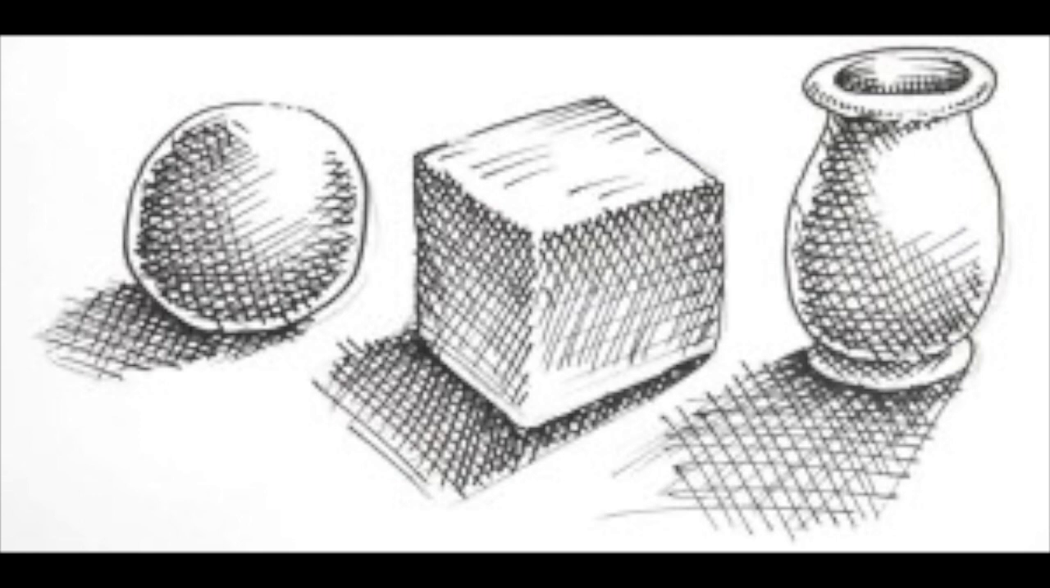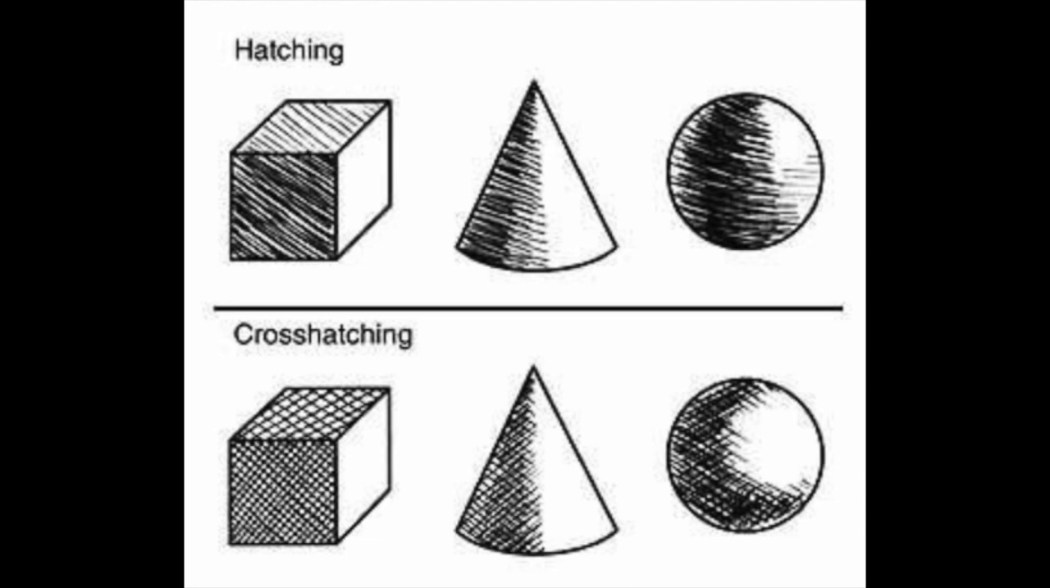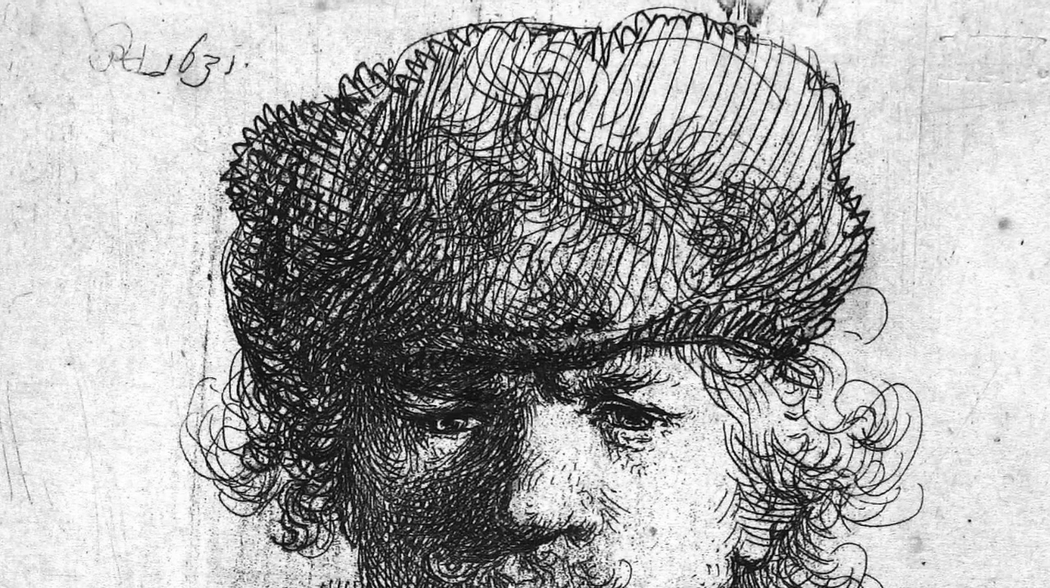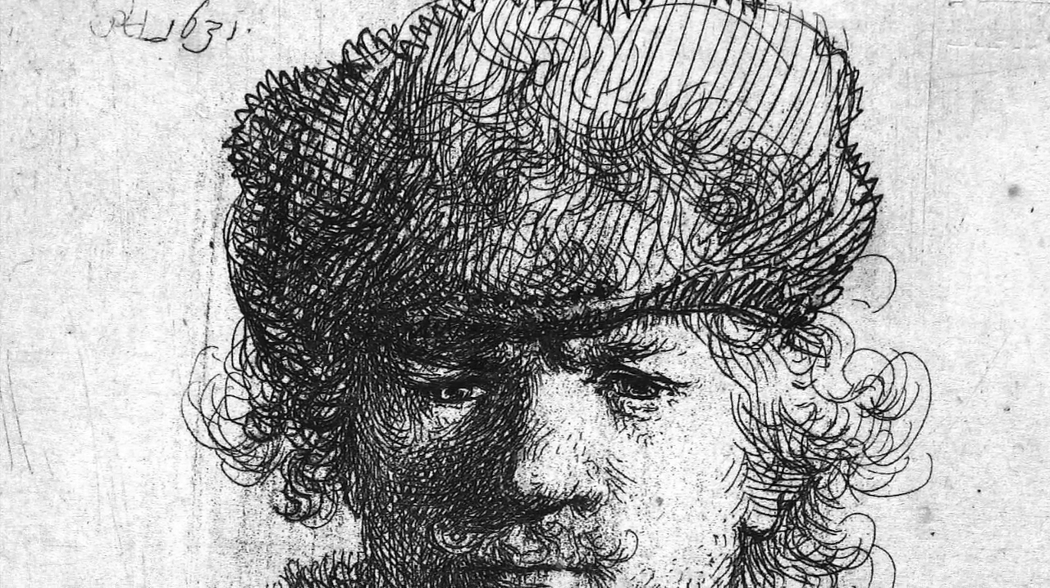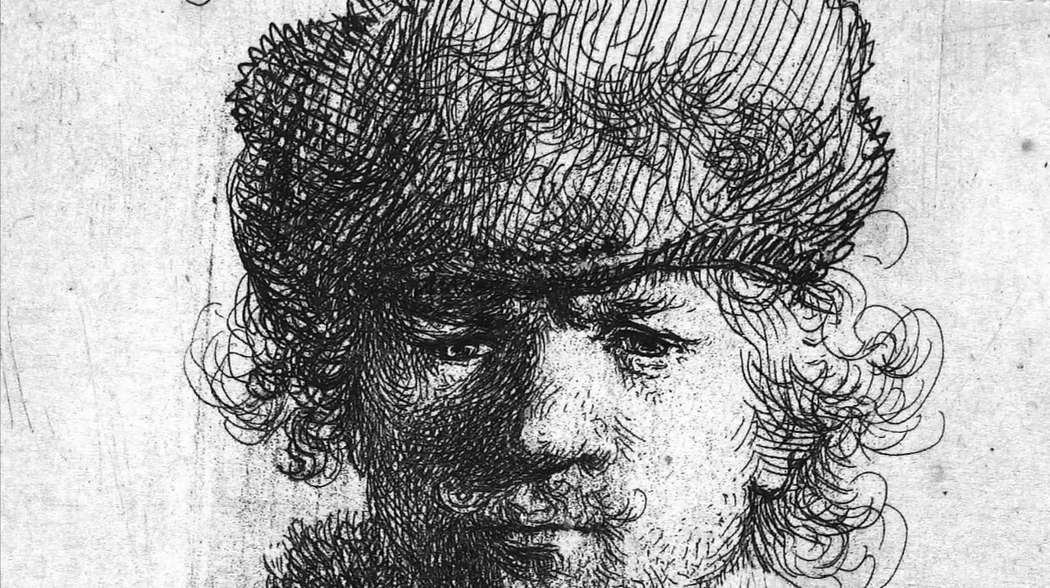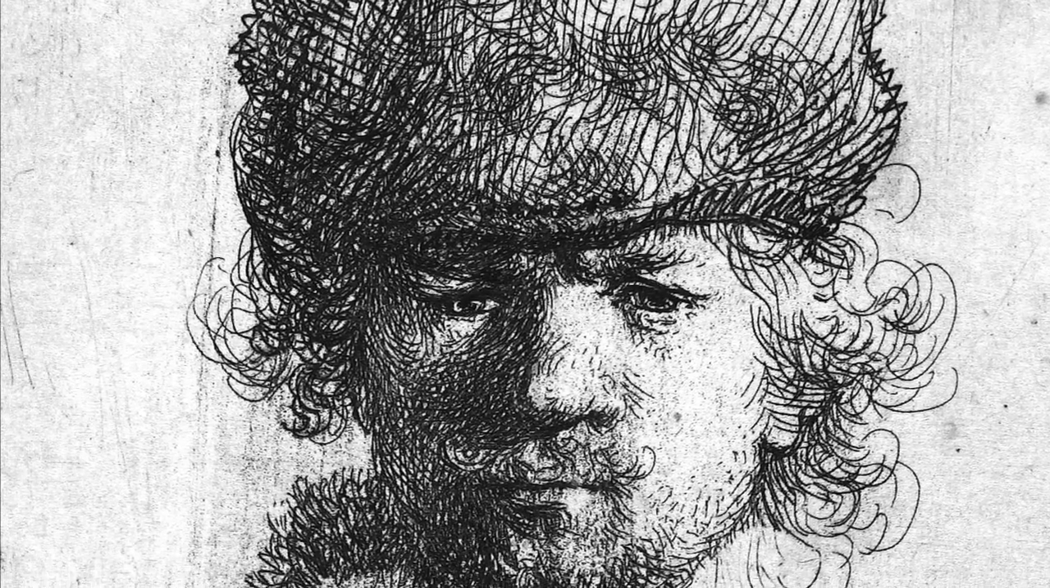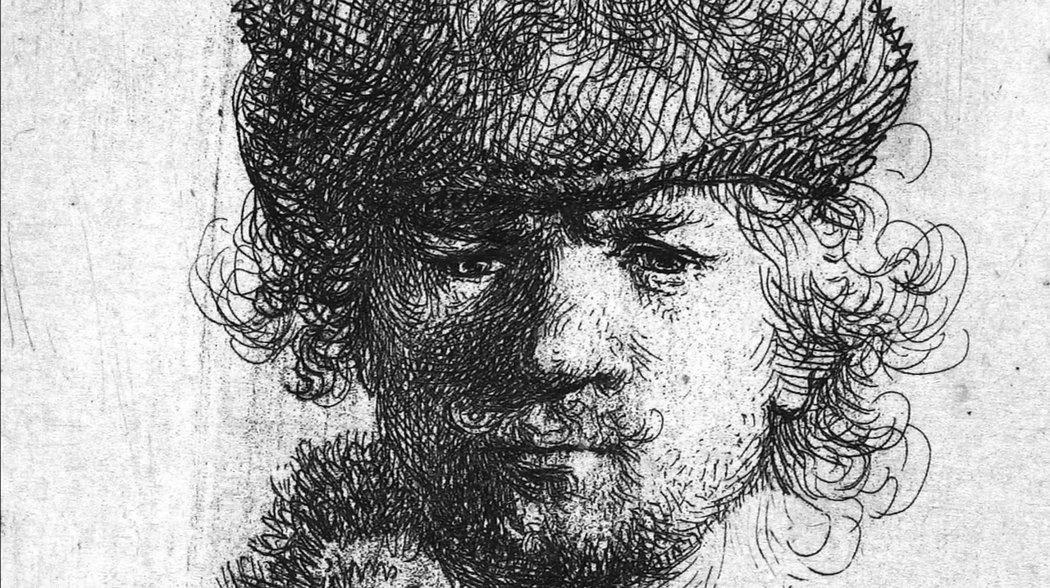Cross-hatching is created when the lines cross over each other to illustrate value. In this image, you can compare hatching, which are the parallel lines in the top, and cross-hatching, which are the crossing lines in the bottom. Artists have been using this technique for centuries. This is a self-portrait by Rembrandt that has examples of hatching and cross-hatching.